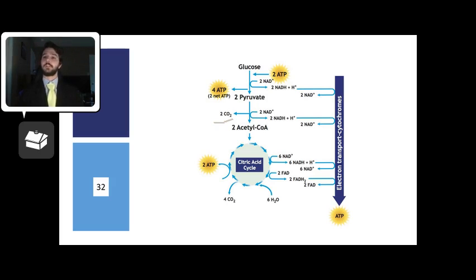Those 2 acetyl-CoA molecules will then be put into the citric acid cycle. And we see a lot more of our transport chains. So we yield a total of 32 ATP from breaking down one glucose molecule.